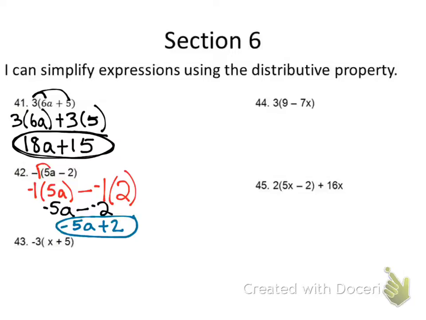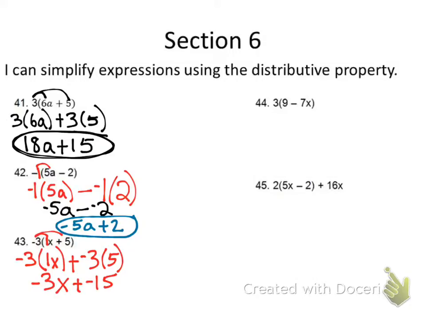Number 43. Negative 3 times 1x plus negative 3 times 5. What are you coming up with? Negative 3x plus negative 15. That will not be an option on your final because I don't write double signs in my problems or in my answers. So what would it look like on the final? Minus 15. Yeah, I would write it as a minus 15. You need to know that those are the same thing.